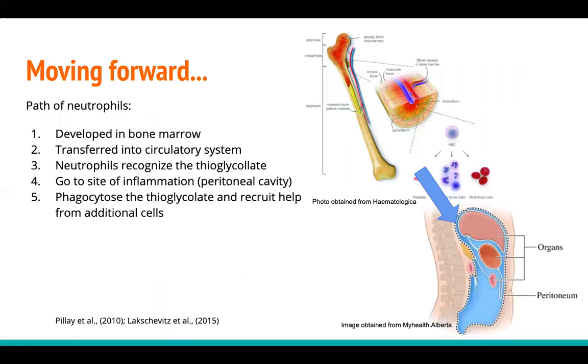So this is showing the pathway of the newly developed neutrophils. They start in the bone marrow and mature, and then they're transferred into the circulatory system, where they are able to recognize thioglycolate, and they travel to the peritoneal cavity. Then they phagocytose the thioglycolate there and call for help from more cells. This is relevant because thioglycolate has been shown to cause a surge of neutrophils, which help recruit lymphocytes.